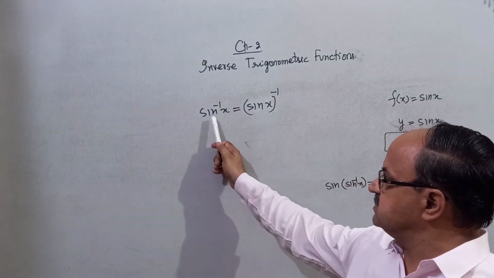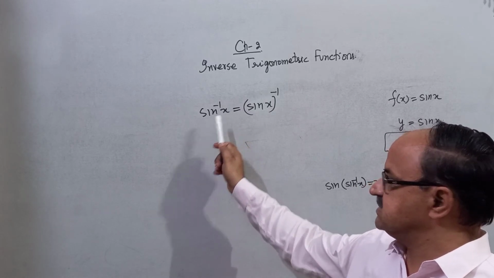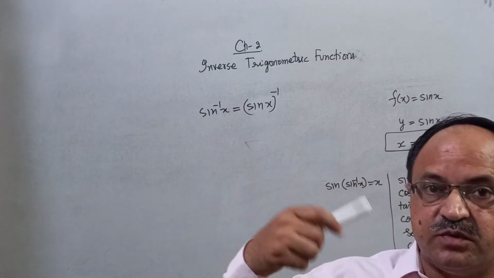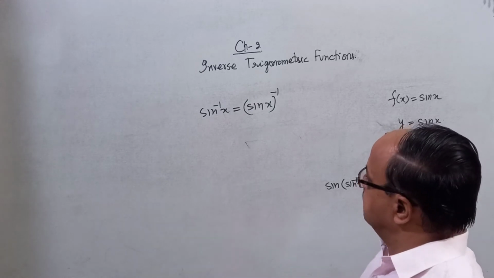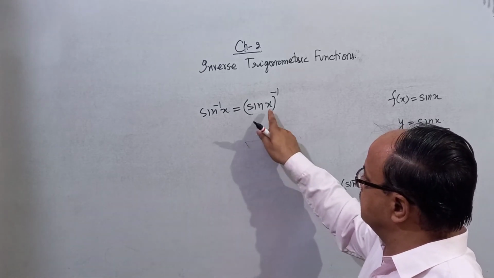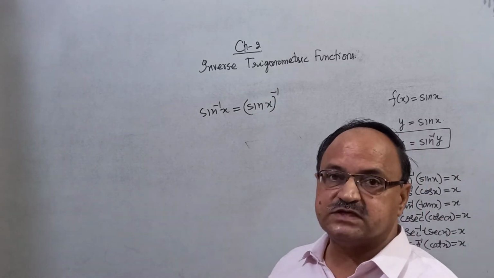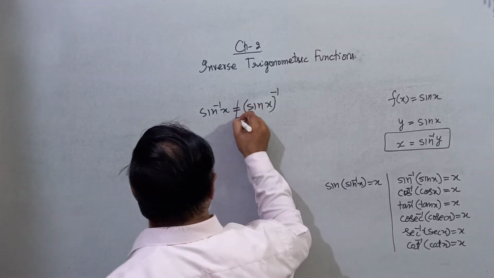It is not true, because we read this function as sine inverse x, not sine to the power minus 1 of x. So the meaning of the right hand side is (sine inverse) whole to the power x. Here minus 1 is the exponent. So we can't write it like this. Clear?